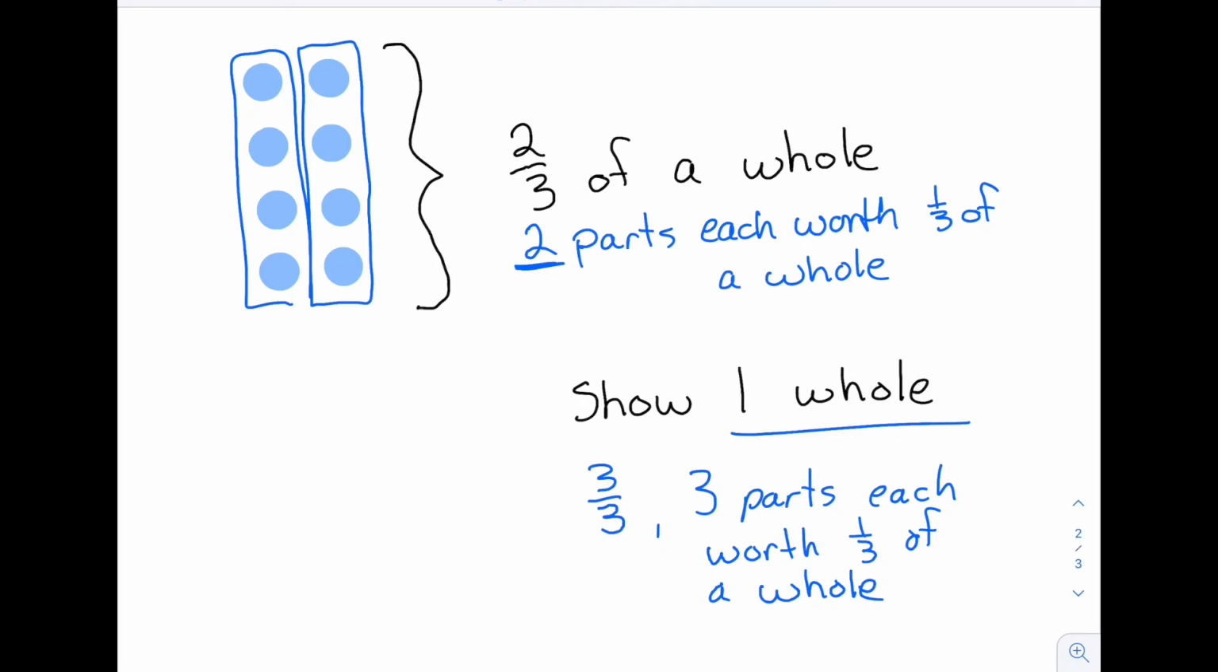2 parts, and then I'm going to name each part. This will be 1/3, and this will be 1/3. So now I have 2 parts, each worth 1/3 of a whole, or 2/3. So if I want to have one whole, 3 parts, each worth 1/3 of a whole, then I'm just going to add another column that contains 4 dots.